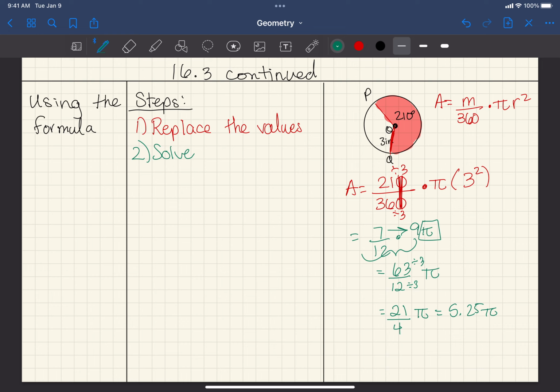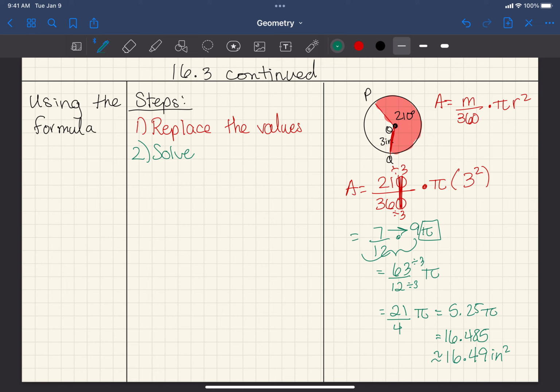And now I'm going to multiply this by pi. So if I did on my calculator 3.14, I end up with 16.485, which will round to 16.49 inches squared. Remember, my radius was in inches, so area is always with a squared unit, so it has to be inches squared, feet squared, something like that.